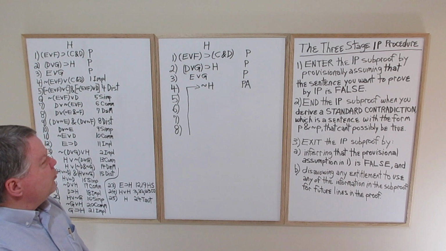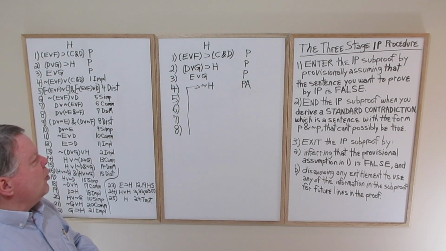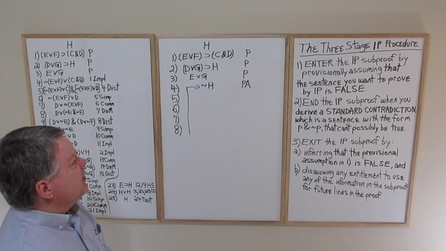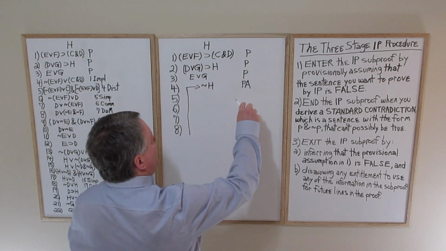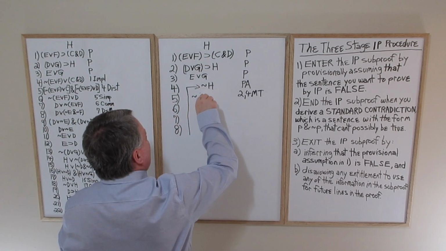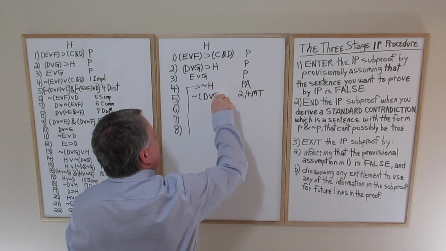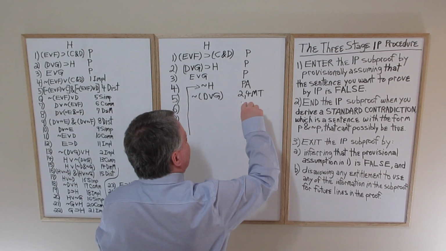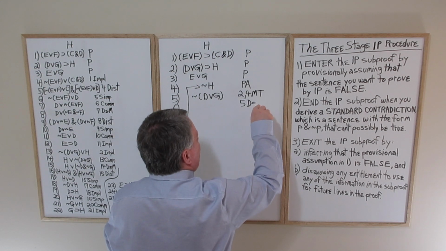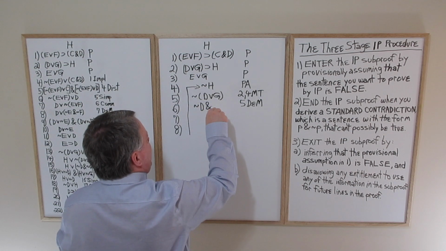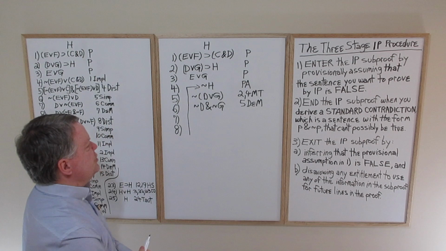Having started off the subproof with the provisional assumption tilde H, we can now proceed in a way that we couldn't when we just limited ourselves to the original premises and the basic 8 and 10 equivalence rules. 2-4 modus tollens will give us the negation of the antecedent, which is tilde D or G. From there, we can do 5 De Morgan's to get tilde D and tilde G.